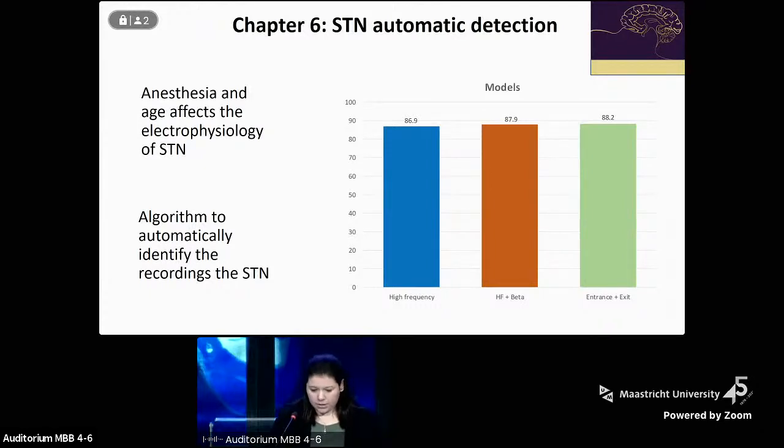performance. And finally, because we know that there is a difference between the structures that are before the STN and after the STN, we create a model that combines one algorithm for the entrance and a different one for the exit. And this combination is the final model that we have. There is also a small improvement.